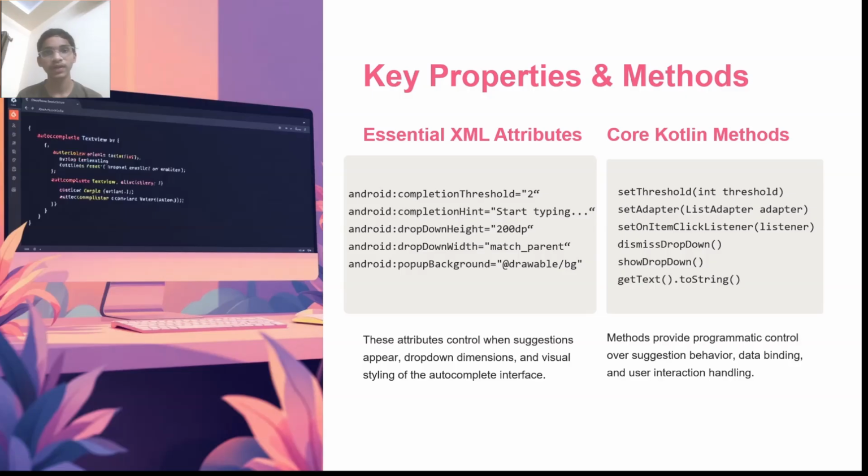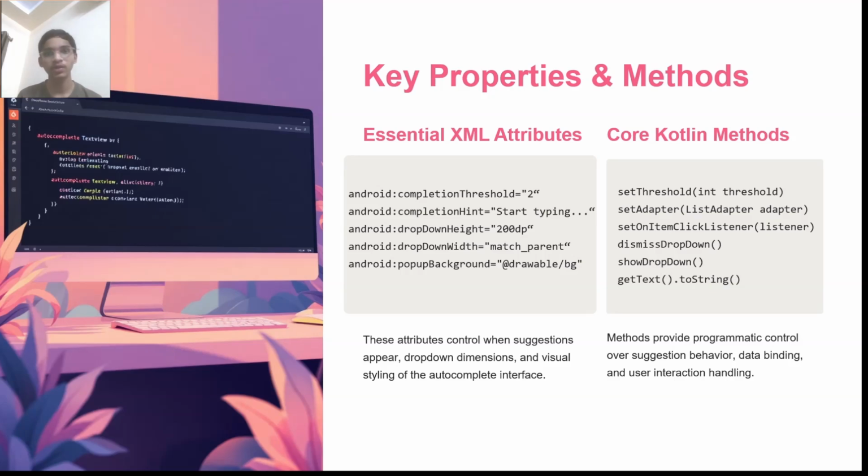Now moving to the Kotlin methods on the right-hand side, the setThreshold method does the same thing as the XML threshold, but this is done programmatically. The setAdapter is crucial because this binds our data source, basically the list of items that we want to suggest. Then the setOnItemClickListener lets us capture what the user selects from the dropdown so that we can take action based on that.